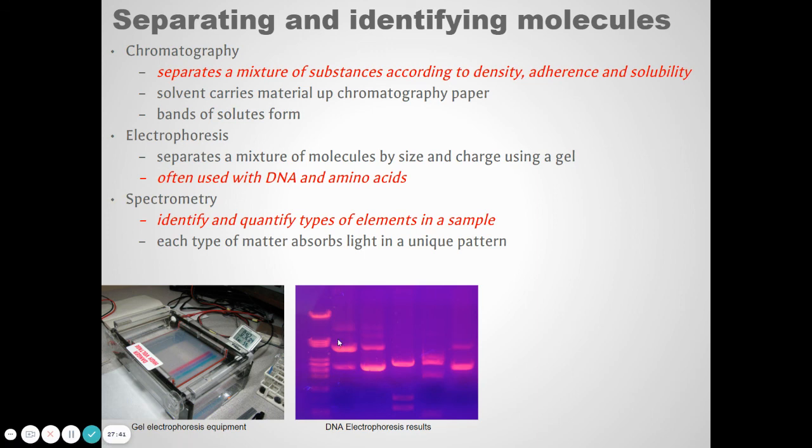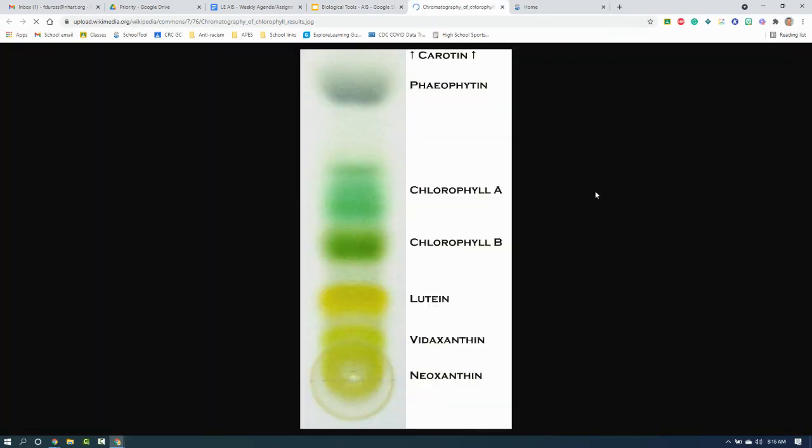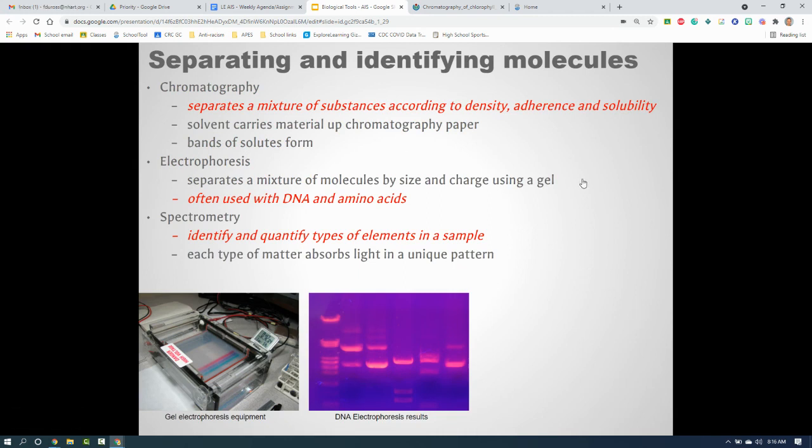And then the last, we could also take an unknown sample of something and figure out what it's made of, what elements it's made of. Oops, we do that using spectroscopy. And spectroscopy basically uses how that element absorbs light to identify what it's made of.